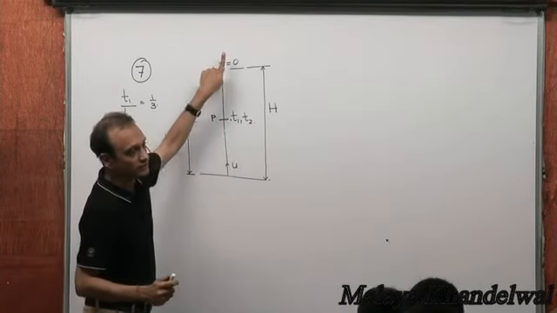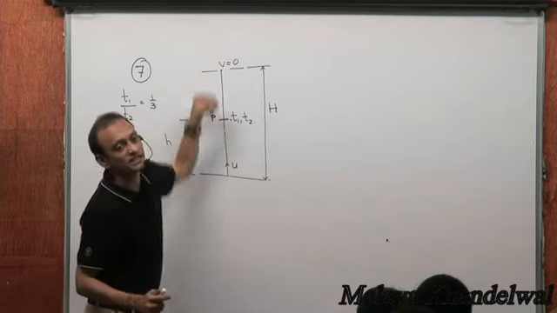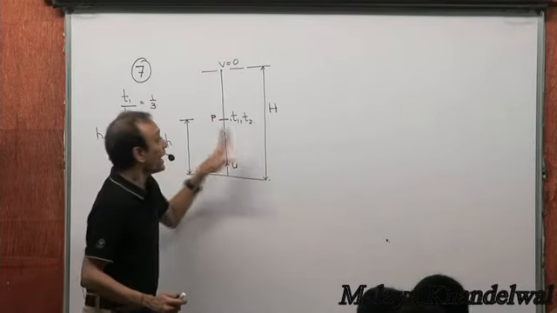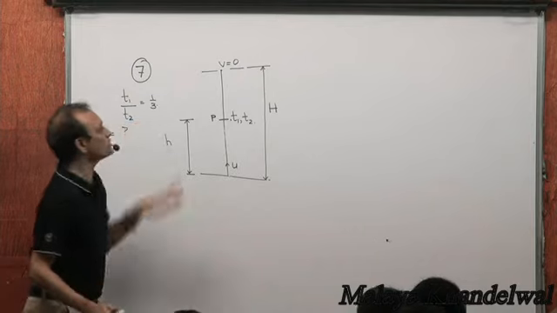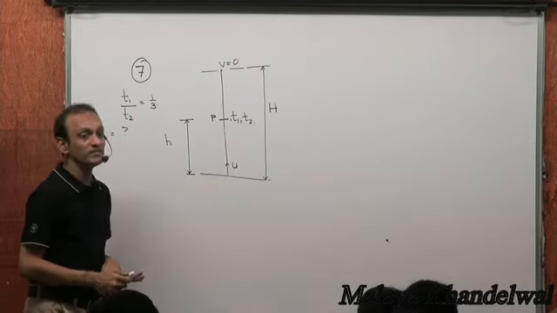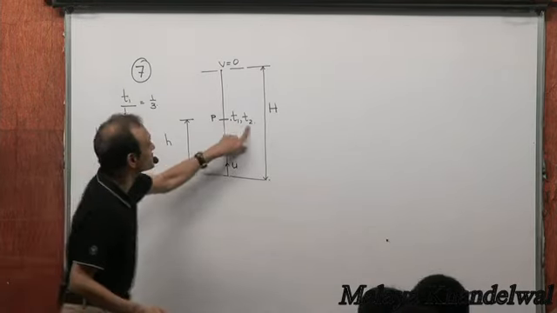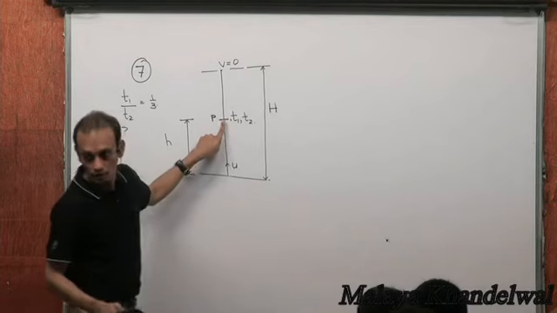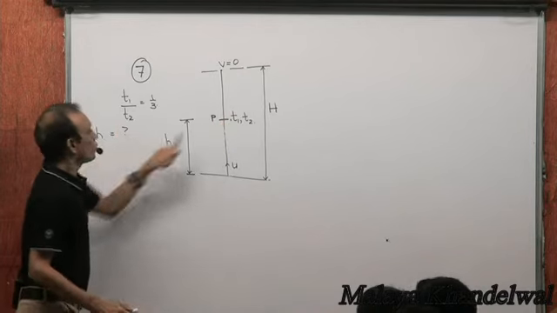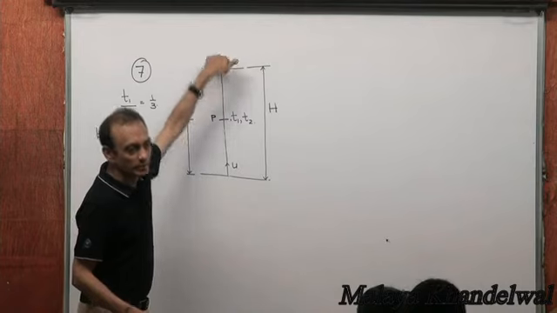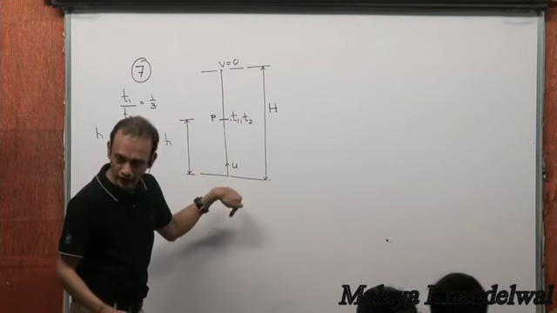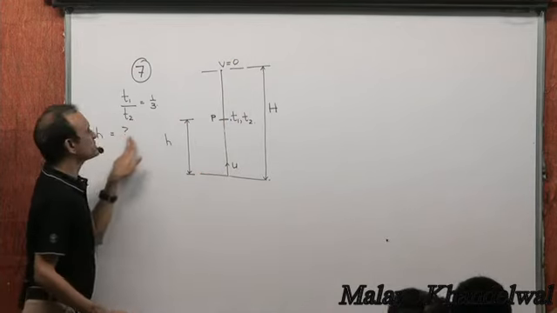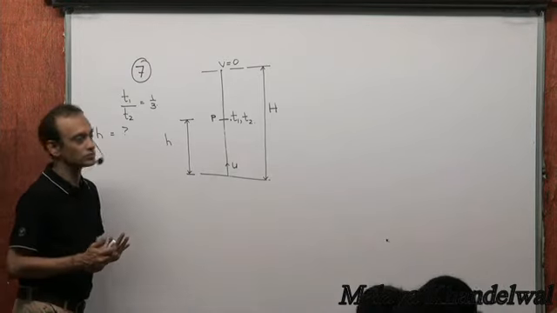t1 is the instant when it's going up. t2 is the instant when it is coming down. And it's given that t1 by t2 is 1/3. These are the 2 instants when it crosses P. One is t1 when it's going up, t2 is the instant when it is falling down. I want to find small h in terms of capital H.